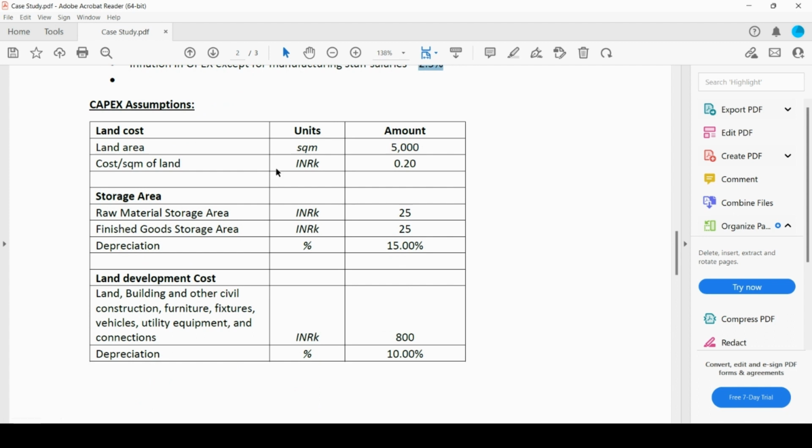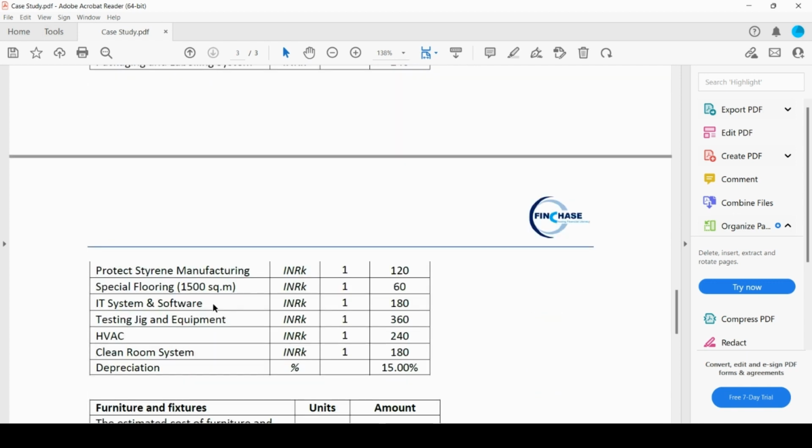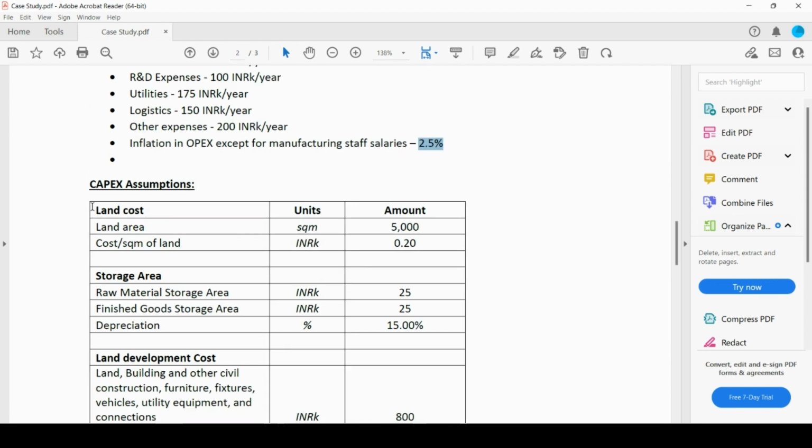Then again, the most important thing, the capex assumptions, right? So we have listed down the capex assumptions. The first capex is going to be related to the land, right? We are assuming that the company is going to purchase the land. They need 5,000 square meter of land, and the cost per square meter of land is 0.20 INR thousands.